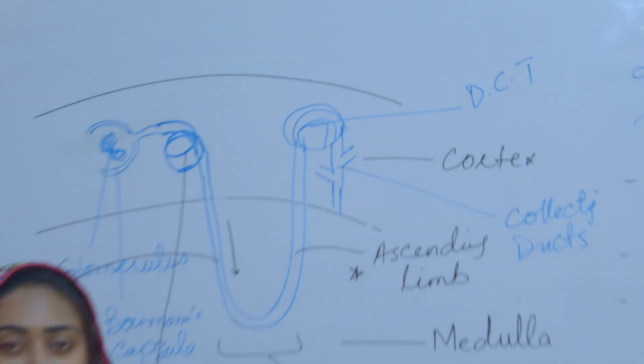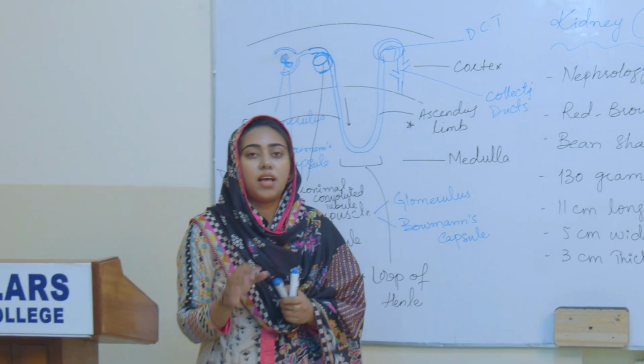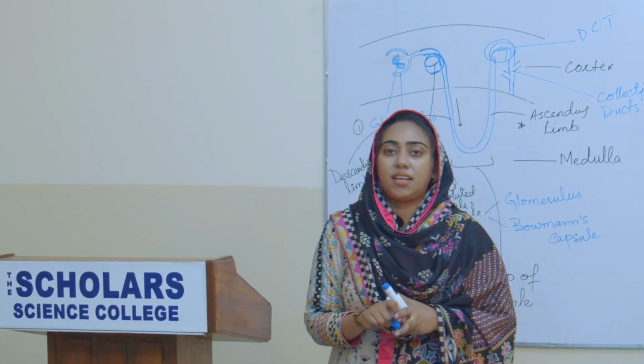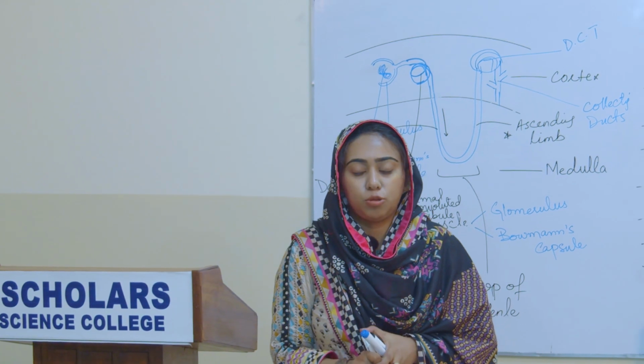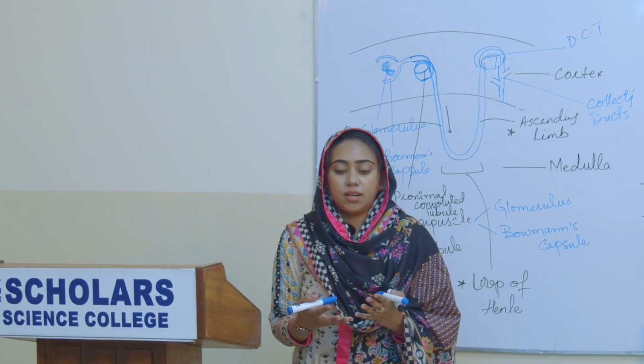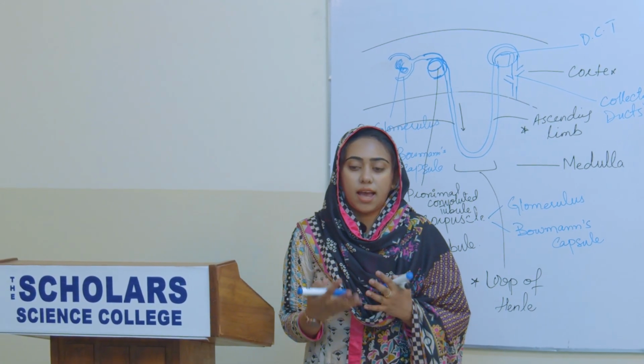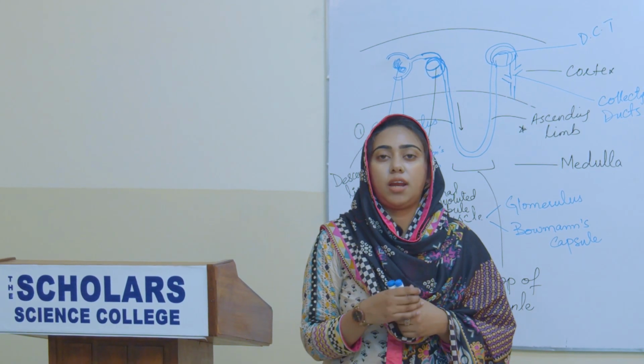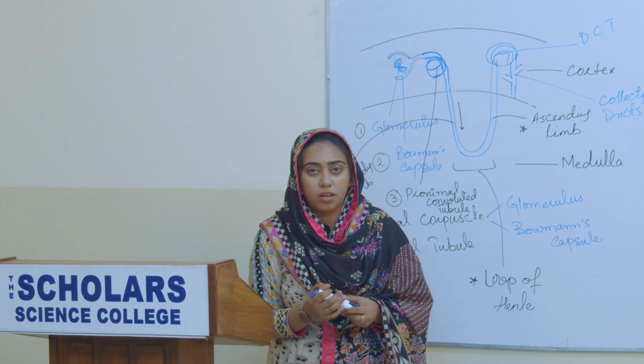Besides this, there is one more thing you will find here, that is vas recta or vasa recta. Vasa recta is an additional plexus of capillaries. Plexus means a bundle of. Vasa recta is actually the bundle or plexus of capillaries. That is a special characteristic feature of the juxtamedullary nephrons.